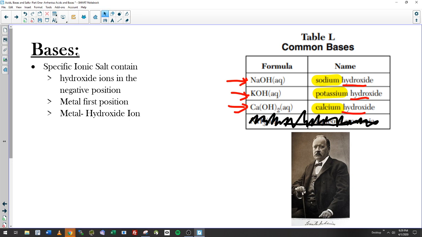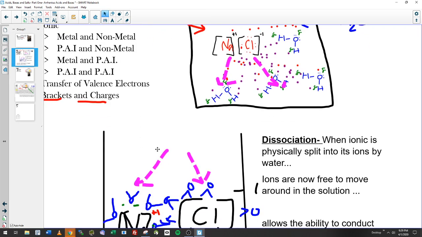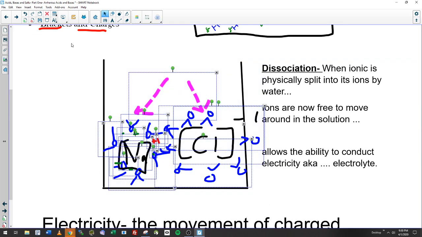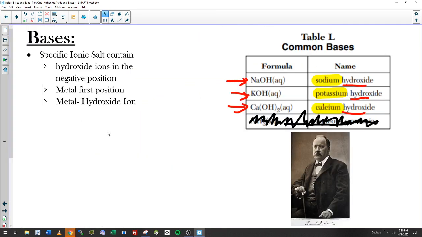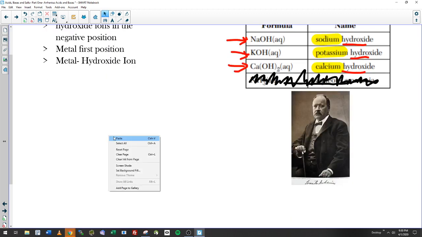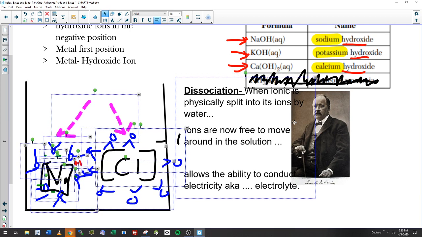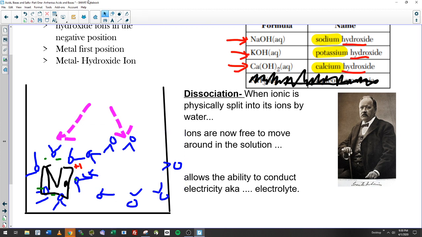Now, the reason why I took the time to have the whole discussion with you in the beginning about salts is because if you wrapped your mind around this, the only difference between the first PowerPoint slide and this slide is that instead of this being NaCl that is dissociating, this is not a chlorine. We would substitute this chlorine with a hydroxide ion. It's the same exact concept.